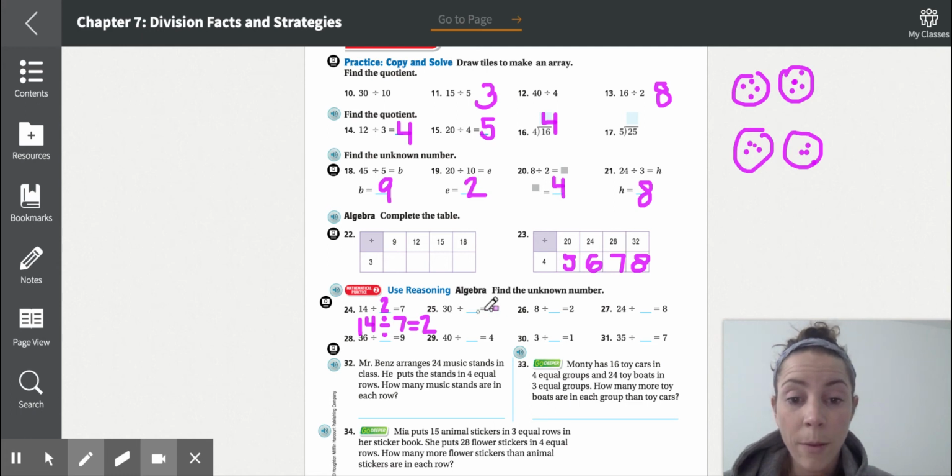30 divided by blank equals 6, or 30 divided by 6 equals blank.